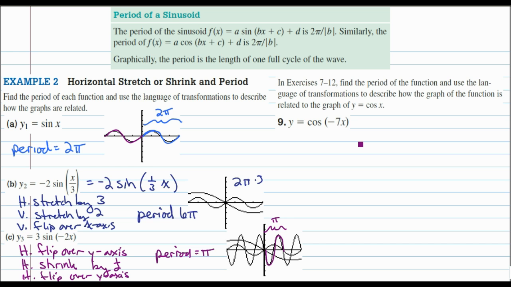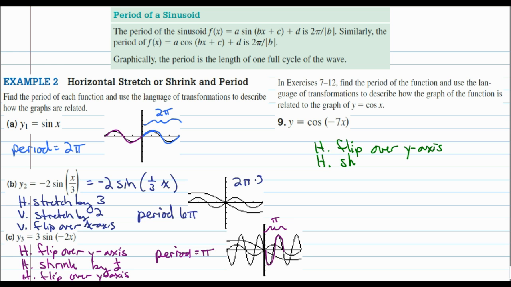Now try problem number 9. Says, find the period of the function and use the language of transformations to describe how the graph of the function is related to the graph of y equals cosine of x. Well, there's two transformations taking place here. There is a horizontal flip over the y-axis, which is not going to affect the period at all. It's going to flip the graph around, but it's not going to change how much time it takes for this cycle to repeat itself.